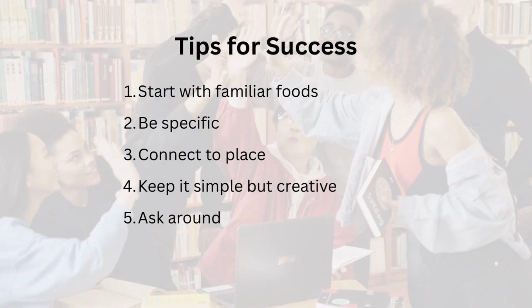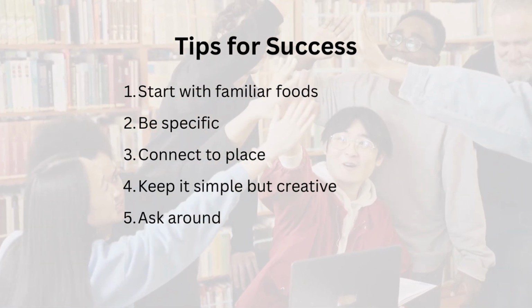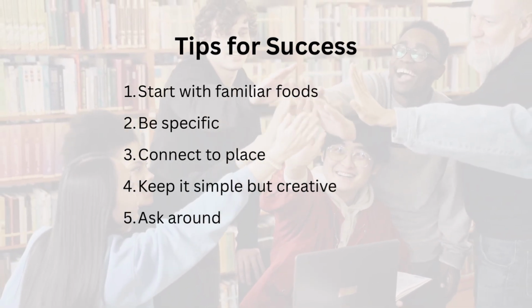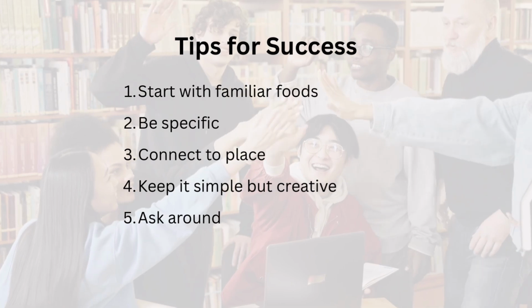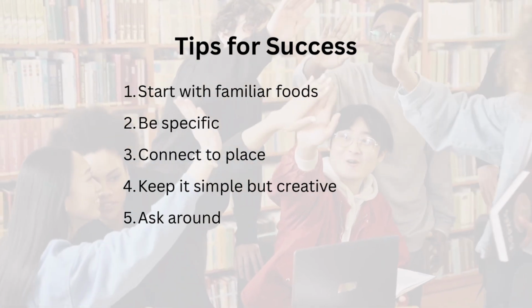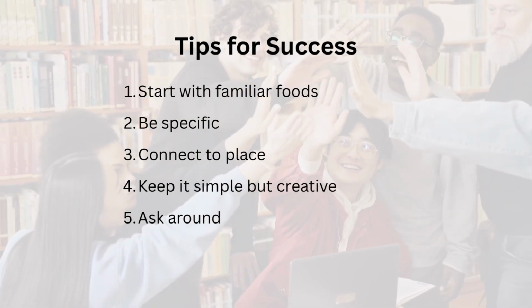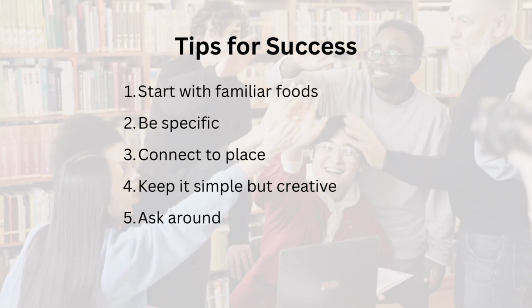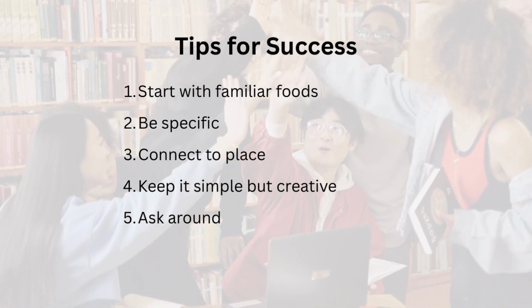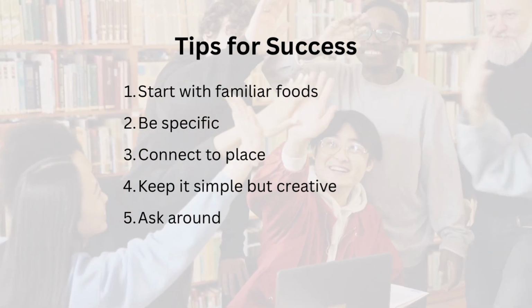Here are some tips for success. Start with familiar foods. Think of the dishes that immediately come to mind when you think of home. Be specific. Instead of just saying vegetables, say okra fried in cornmeal or fresh tomatoes from the garden. Connect to place. How does climate, geography, or culture make these foods possible or meaningful? Keep it simple but creative. Your map doesn't have to be fancy, it just has to show connections clearly. And finally, ask around. Family members can be a great source of stories or forgotten traditions.